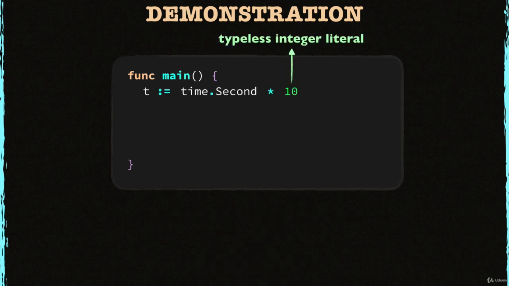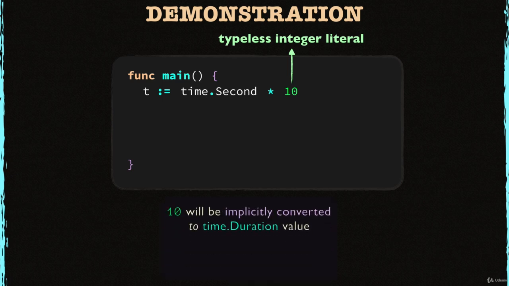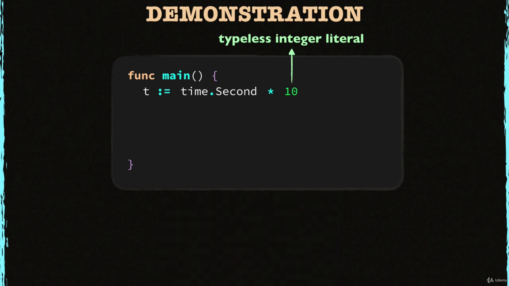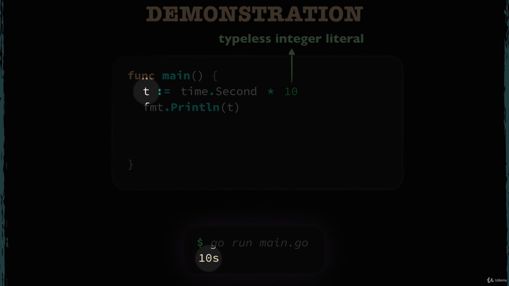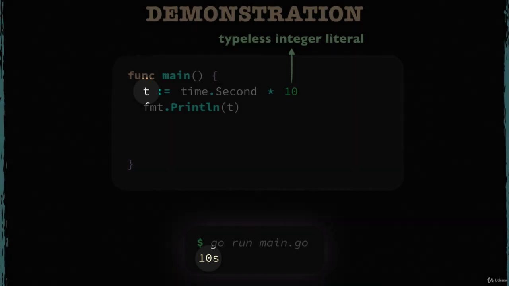Remember, 10 here is a typeless integer literal. So with this expression, 10 will be implicitly converted into a time duration type. It's because time.Second's type is duration. And at the end, the t variable's type will be time.Duration. Okay, let's print it. Let's run it. As you can see, it prints 10s, which means 10 seconds. As a side note, the duration type can print itself using the methods and interfaces. That's why it prints 10s instead of just 10.